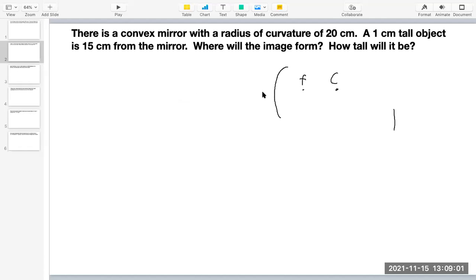So if we've got our object at 15, we just do what the rays would do. If something is going to hit the center of the mirror, go out just like it came in. If something is going to go towards the center of curvature, then it's going to bounce straight out in the direction it came in.